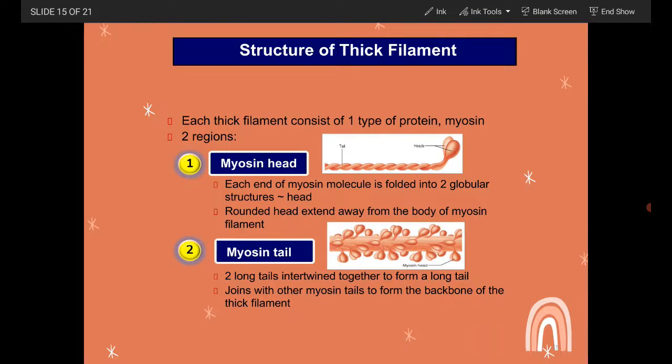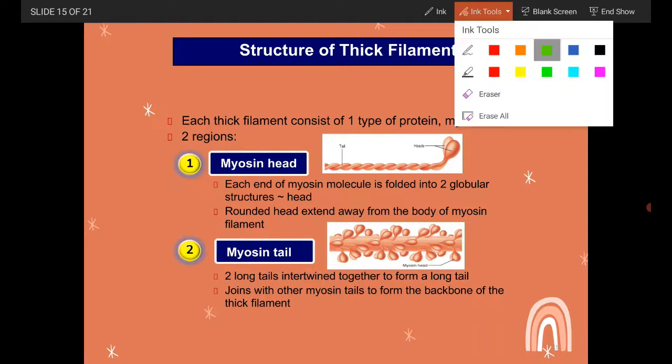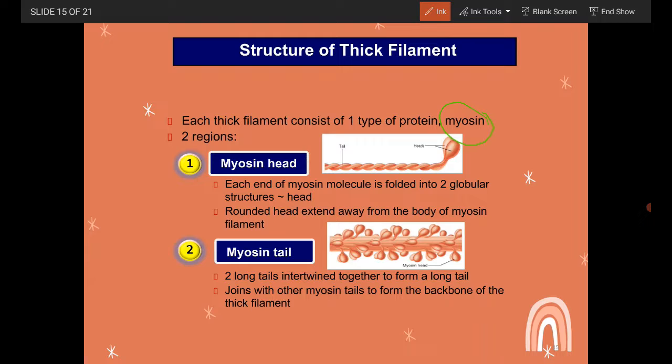Next, the structure of thick filament. For thick filament, it consists of only one type of protein, which is known as myosin. Myosin has two regions, which are myosin head and the second one is myosin tail.